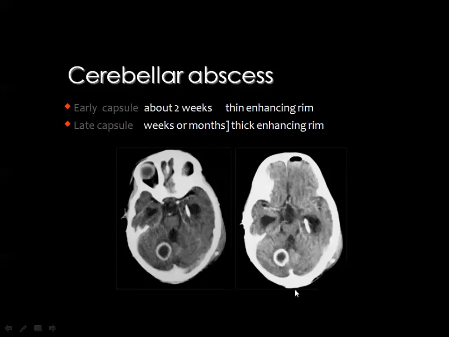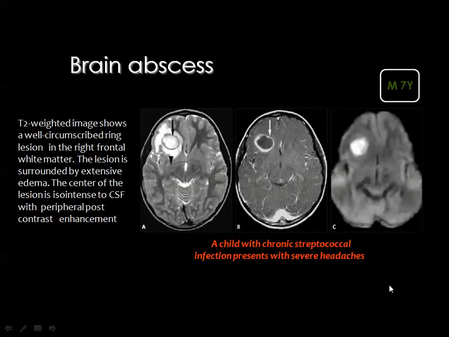Then in the early stages of abscess formation, it has a thin enhancing margin, while later on the enhancing margin will be thick, but in all cases the margin will be of uniform thickness. And this is a good example of brain abscess in the right frontal lobe, showing high signal in the T2 with low signal margin surrounded by high signal perifocal brain edema. Then the lesion showed thick enhanced margin, and in the diffusion weighted images there is evident diffusion restriction.